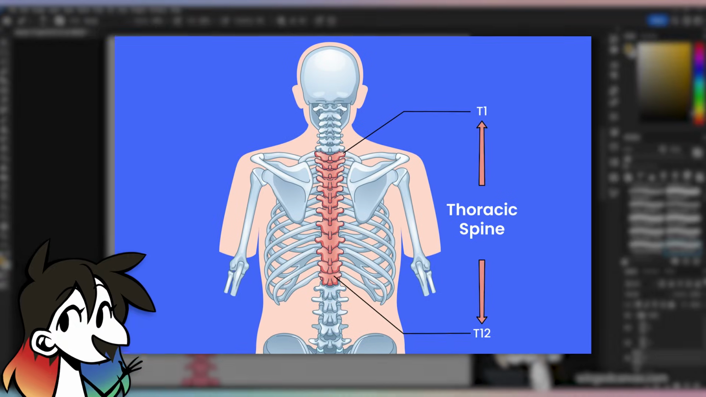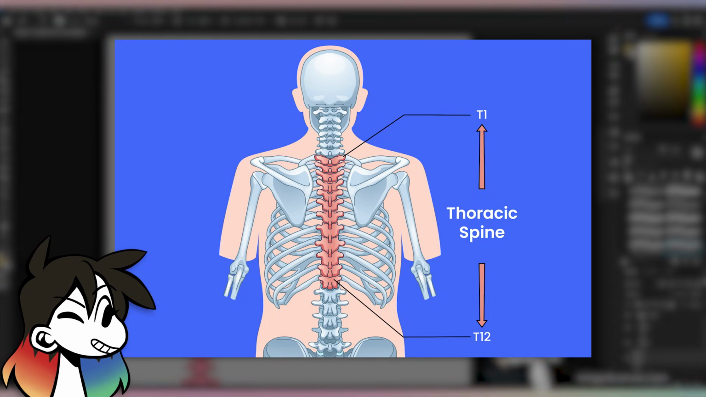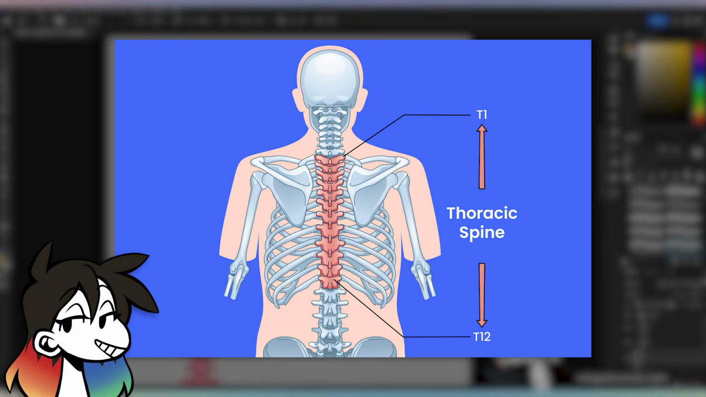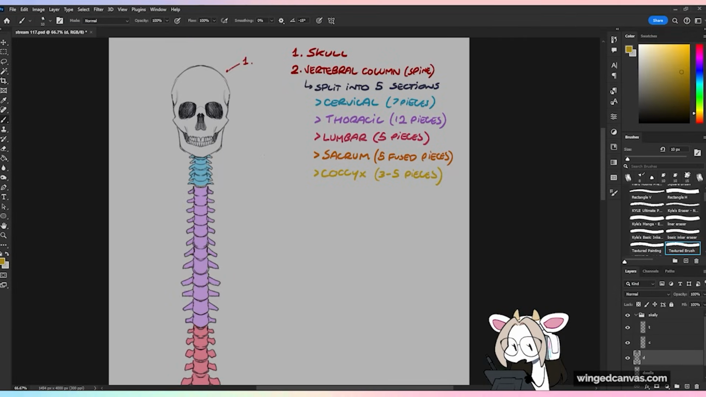The thoracic spine, which is made of 12 pieces, is where your rib cage is. It's your thorax, right? So where your ribs are, that part of your spine, 12 pieces, is what makes up the back of your ribs, okay? So that is the thoracic part of the spine.